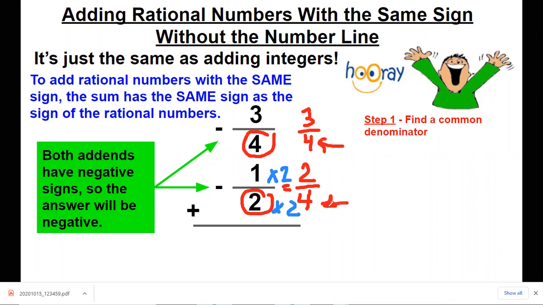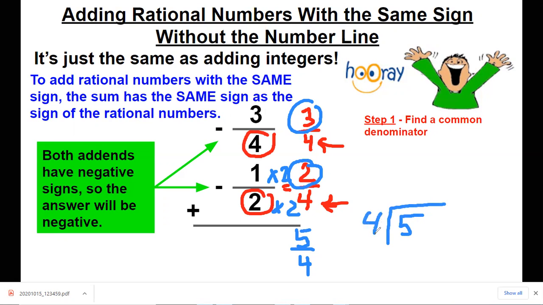And when I add my fractions, I'm only adding the top numbers. I'm only adding the 3 plus the 2. I'm not adding the 4s. My answer is going to have a 4 on the bottom. I'm just going to add 3 plus 2 is 5. And then I have to convert it to a mixed number. So I'm going to have to take the 5 on the inside of my house and divide it by the 4 on the outside of my house.